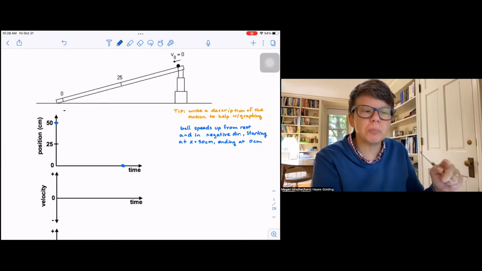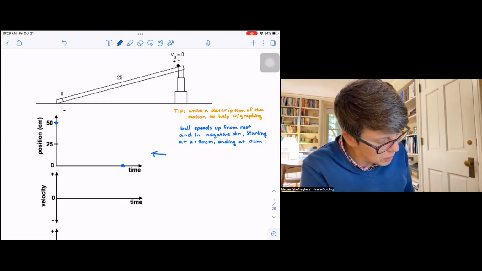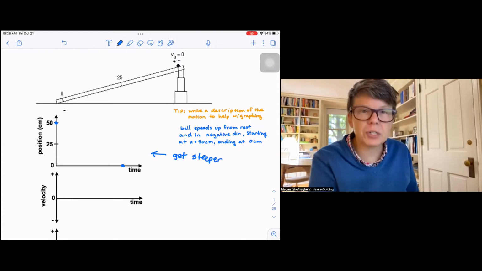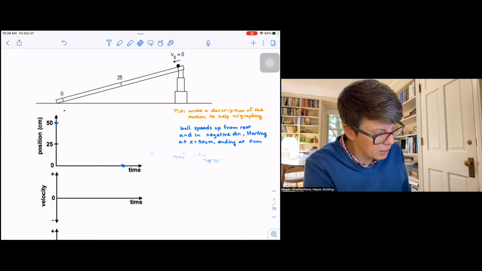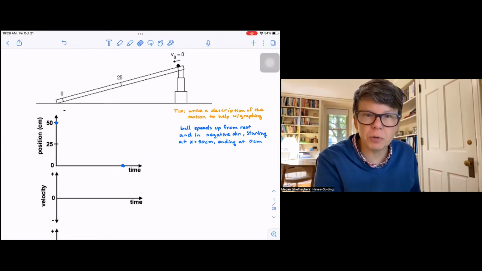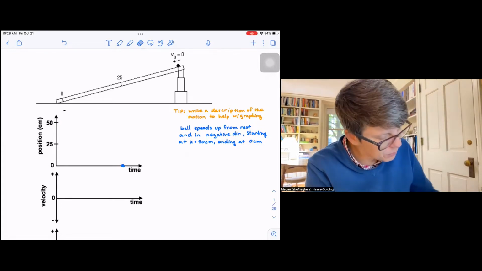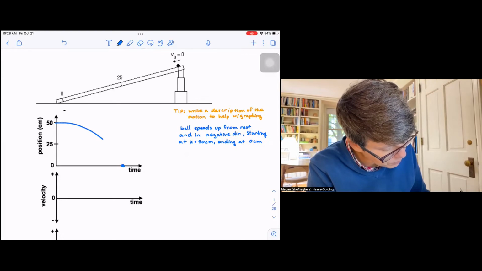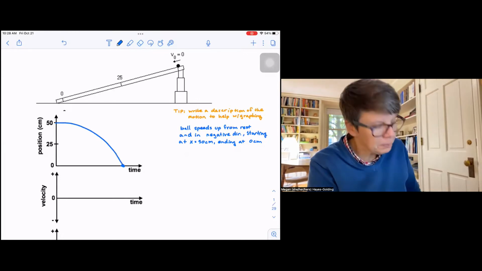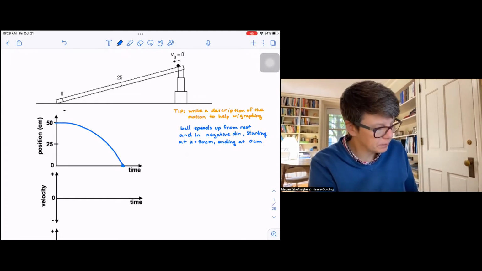This object is speeding up. I need this graph to get steeper as time goes on. Get steeper. All right, so how do we do that? How do we make a position time graph that gets steeper as time goes on? Here's how I'm going to sketch it. Okay. Headed in the negative direction, getting steeper as time goes on.